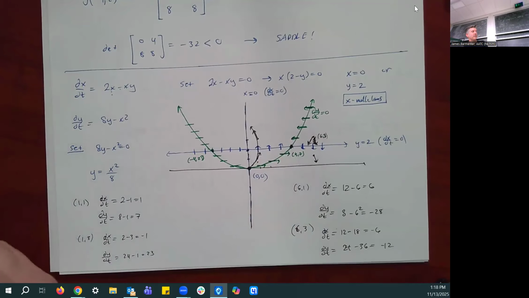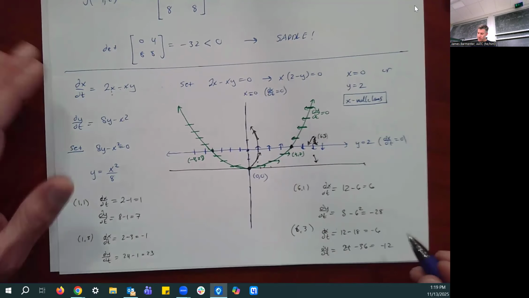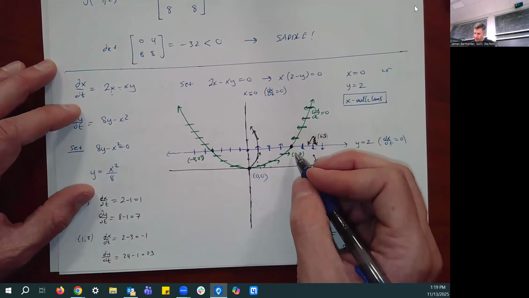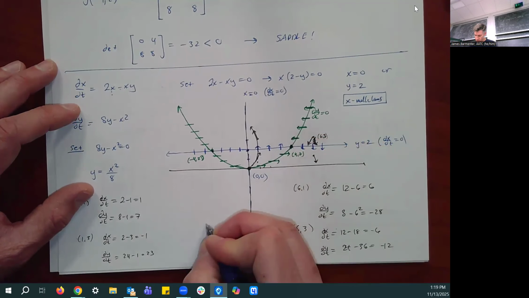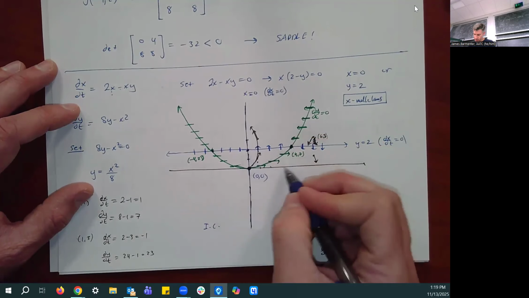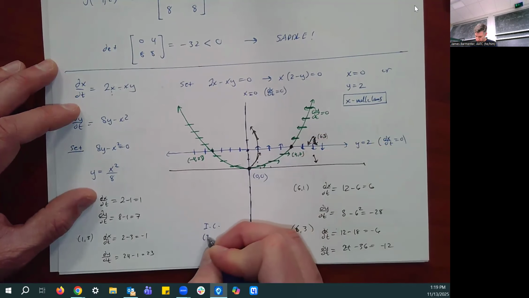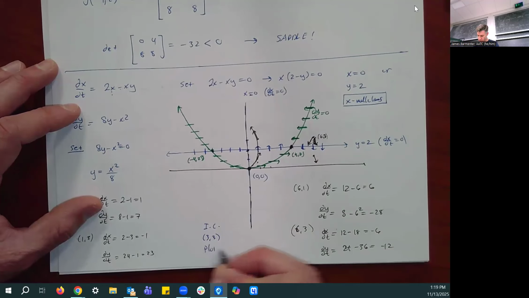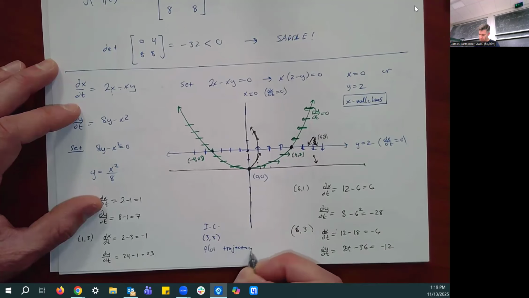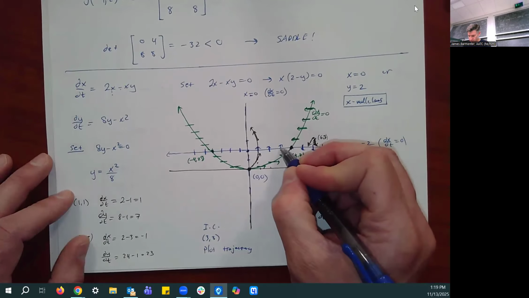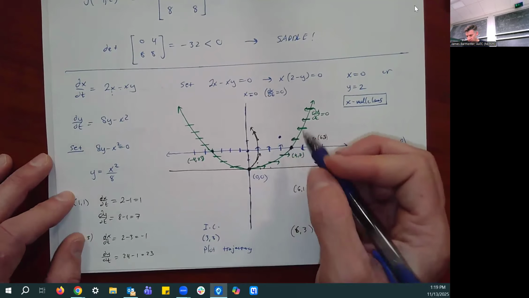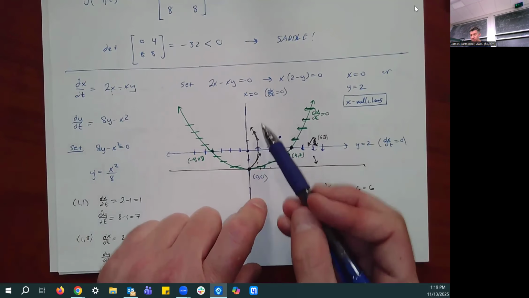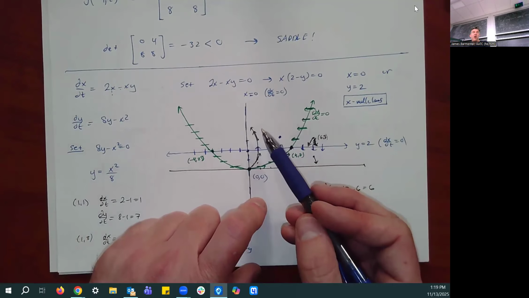So then, sticking with just the first quadrant for now, we could ask to plot the trajectory based on some initial condition. So if I gave you, say, an initial condition, trying to make it somewhat interesting here, let's say our initial condition was 3, 3. Plot the trajectory. Well, we would start right here at 3, 3, and see that we're in the region where we're going up and left. So that's the way we have to go.